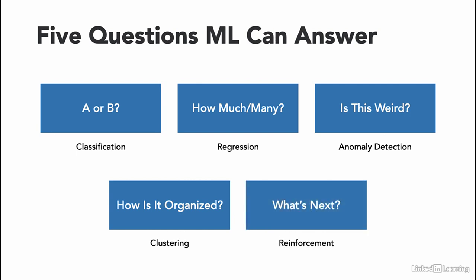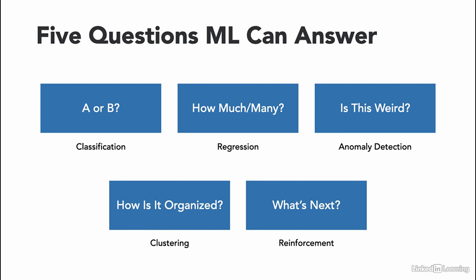Reinforcement: what's next? That's what is called reinforcement learning, where machines try to make their own decisions without human intervention, such as teaching a computer to play a board game. Note that the exam does not focus much on reinforcement learning, as this is a more advanced topic.